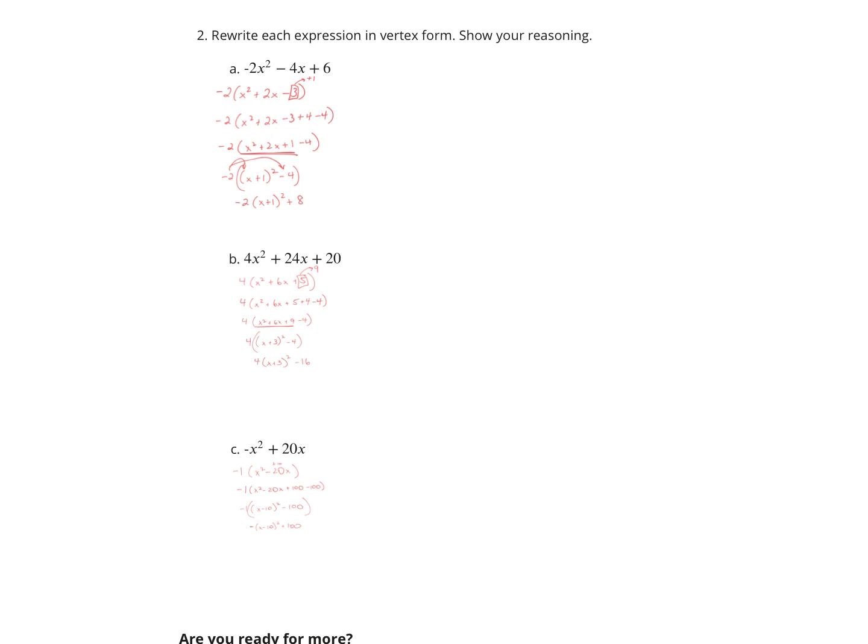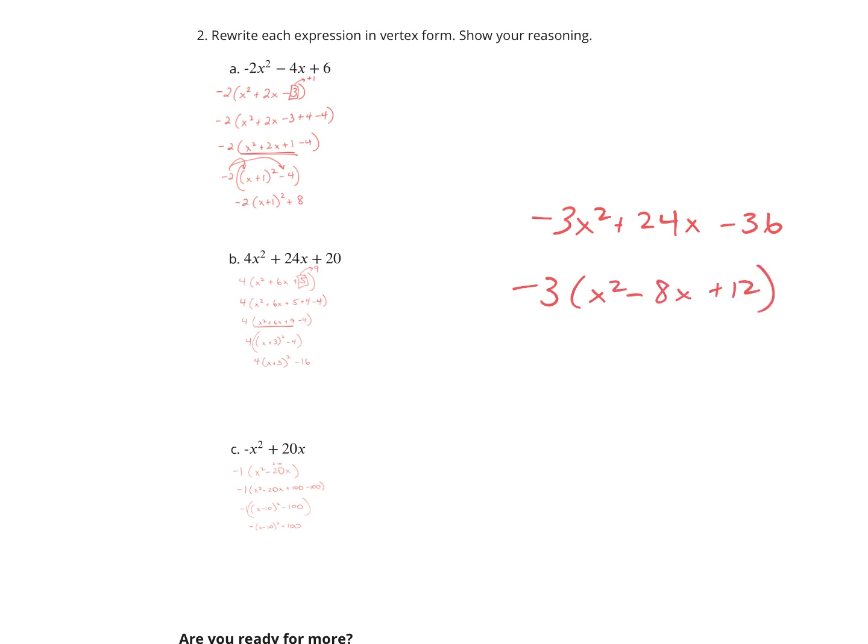Remember, if you have a coefficient other than 1, one of the things you should do to make it easier is to factor out that coefficient if you're able to. Sometimes you won't be able to. So for example, negative 3x squared plus 24x minus 36, we can factor out a negative 3 to make it x squared minus 8x plus 12.